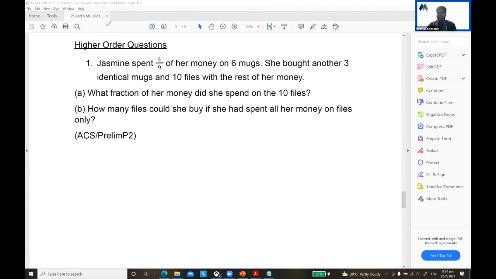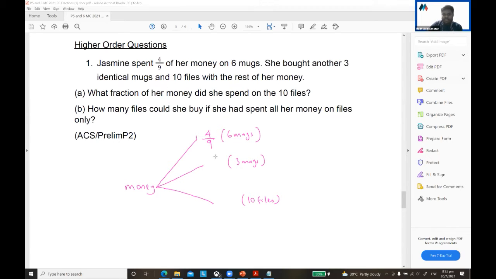So for this question, what you're going to do is going to do a branch diagram. Okay, so she has a total amount of money, right? So write down here money. And you branch it out. So she spent 4/9 of her money on 6 mugs. Okay, next, what she did, she went to buy 3 mugs. And then with the rest, she went to buy 10 files.